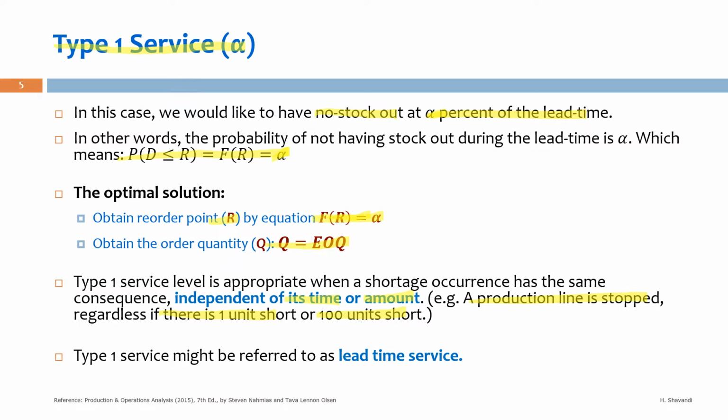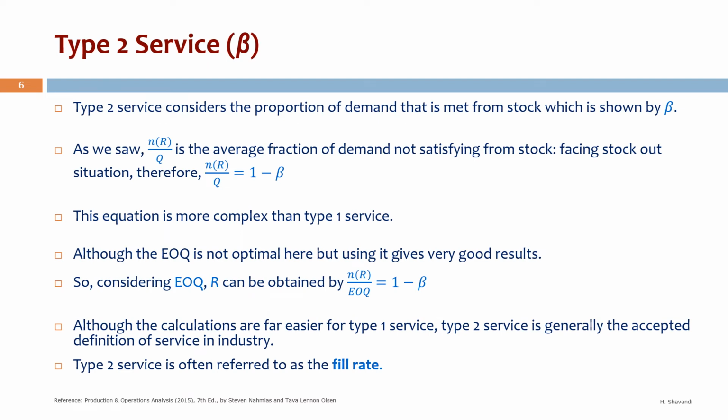So as you see here, we can apply this approach in the cases that it doesn't matter how many items we are short. The only thing that matters here is being in a stock out situation, and that's it. Okay, and the type 1 service level, also called lead time service level. Okay, type 2 service level or beta.